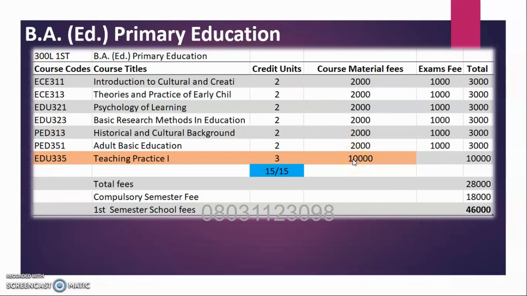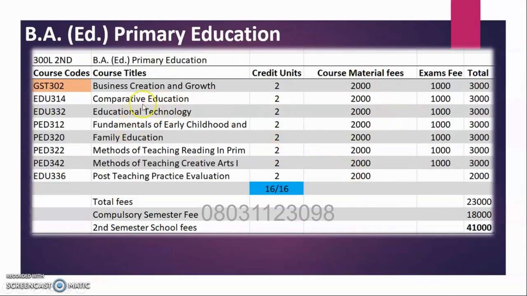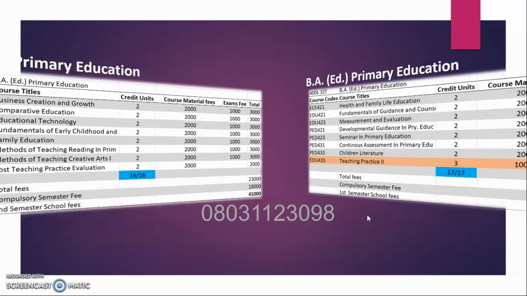Then 300 level second semester. You have these courses to offer and you are expected to pass all of them. It's flat 2 credit units, the same 2,000 for the course registration and course material fees, except this post-teaching practice evaluation, which is not examinable. So you put them together, add the costs together, with the compulsory fee of 18,000, you have 41,000 as your fee for 300 level second semester.